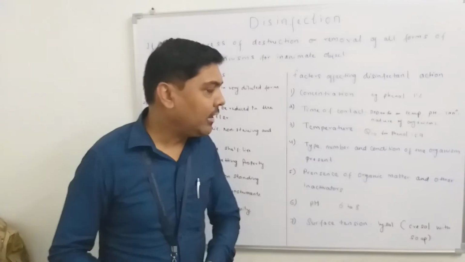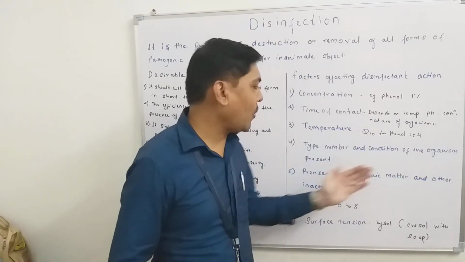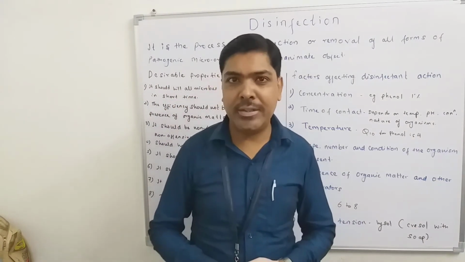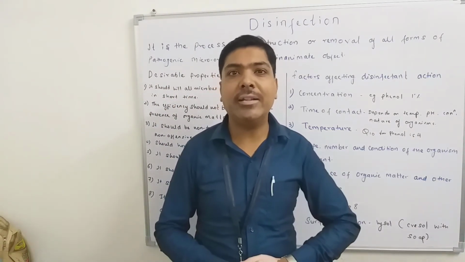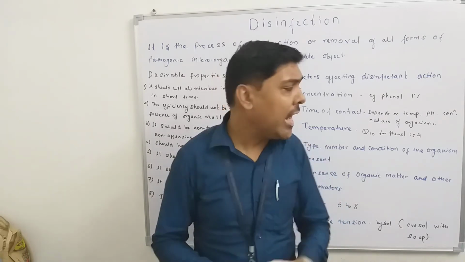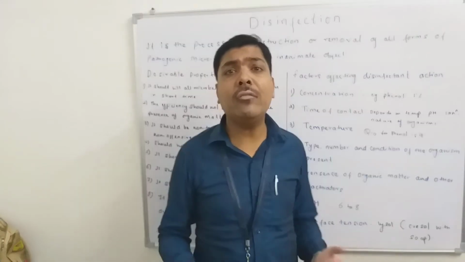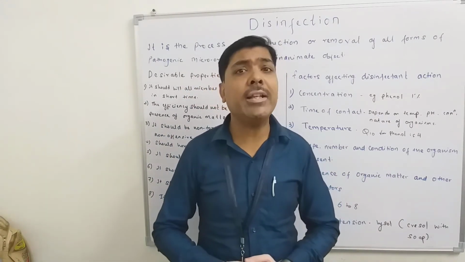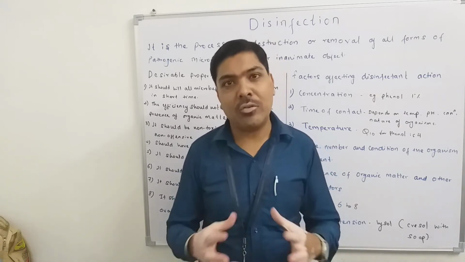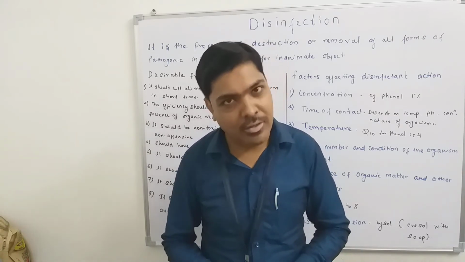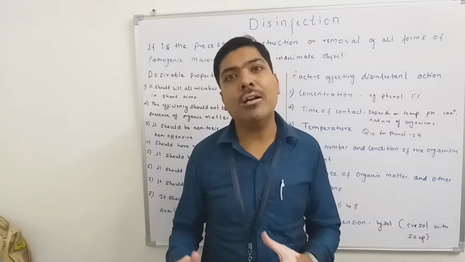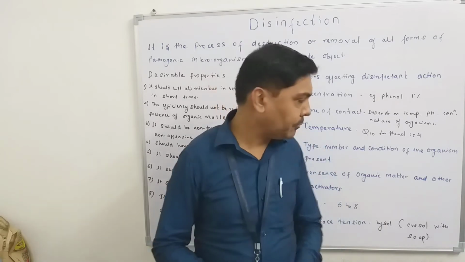Coming to the next point, that is the type, number and condition of the organism present. First we have to analyze the area where we are applying the disinfectant, which type of microorganisms are available in that area, and in which condition. For example, if the microorganisms are available in their sporulated form, then the process of disinfection will not be very easy, because to kill these spores is again a very big task.